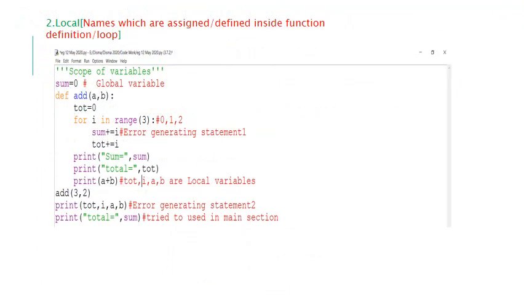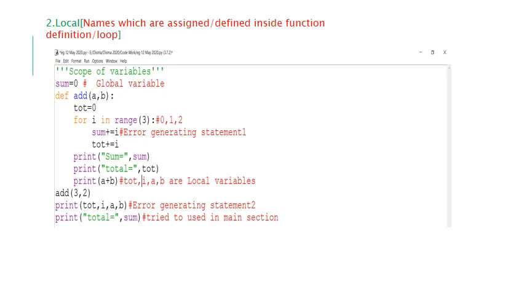Next, we are going to see the second type of scope called local. When a variable name is defined or assigned inside a function definition or inside a loop, then the scope of that particular variable lies within that one only. If you are trying to access it outside that function definition or outside that loop, definitely you will not get it. It will lead to an error.